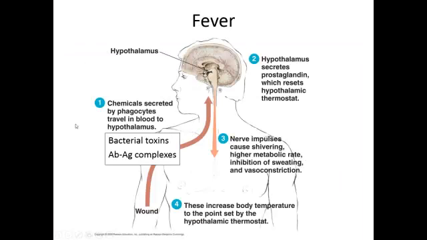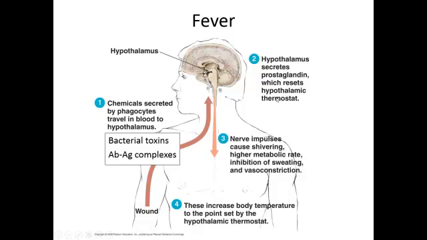Many of the chemicals that are secreted by phagocytes that stimulate inflammation also stimulate fever. We call them pyrogens. Also, there are some bacterial toxins or antibody-antigen complexes that are also pyrogens. These travel through the blood to the hypothalamus, which is this little part of your brain. The hypothalamus regulates your metabolism, including what your core temperature is.